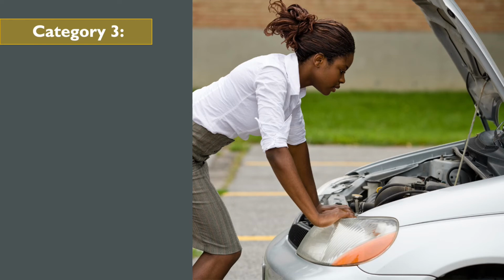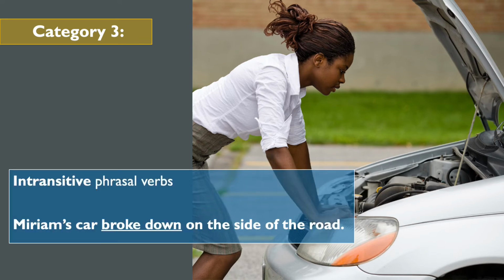In the previous 2 categories, we looked at the position of objects in relation to their verbs. In some cases, however, there is no object. Let's take a look at one example. So, Miriam's car broke down on the side of the road. So to break down is the phrasal verb, which means to stop working. And it's usually when we speak about a machine or a vehicle.